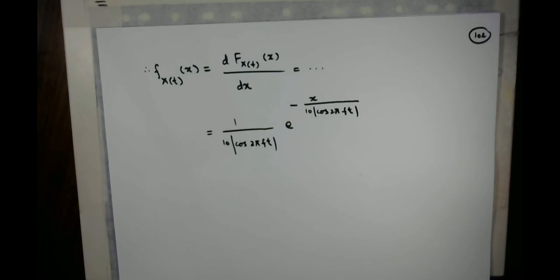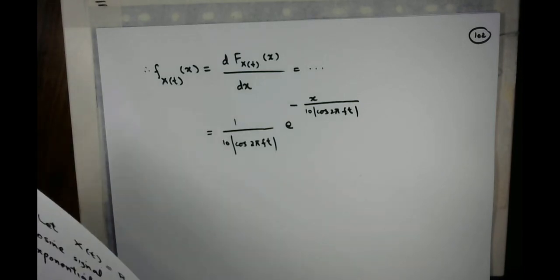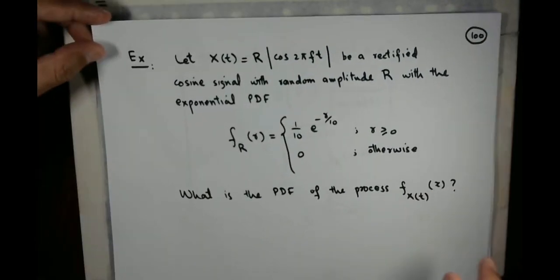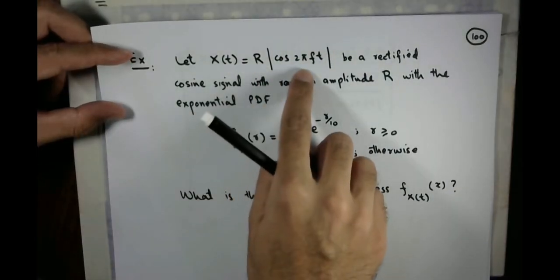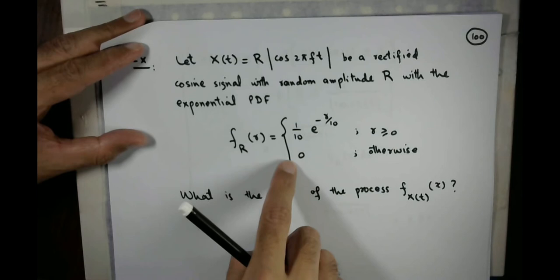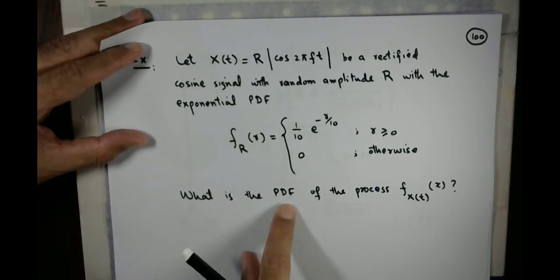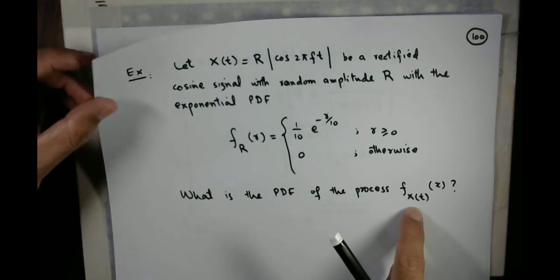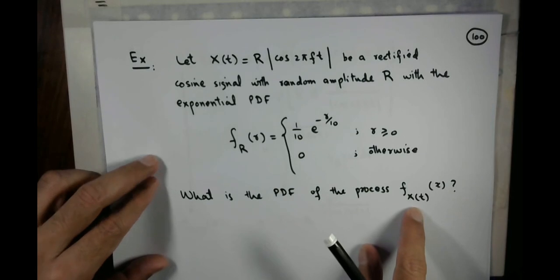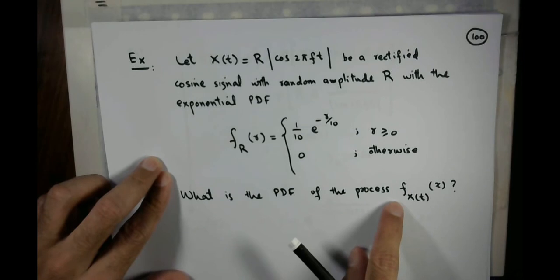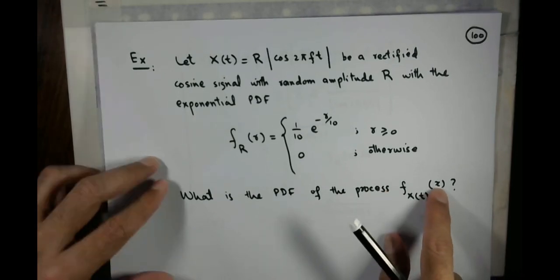So, dear students, we have been able to do a nice quick example on how to find the PDF of a process. This is simple. You always have some random variable associated with some time function in a stochastic process. The random variable distribution is already given. We are asked to find the PDF of the process. The notation for the PDF of the process is f sub x of t. There is a little difference from the PDF of a random variable, which is denoted as f sub x of x. The PDF of the process is f sub x of t of x.